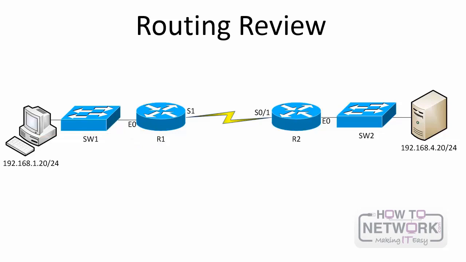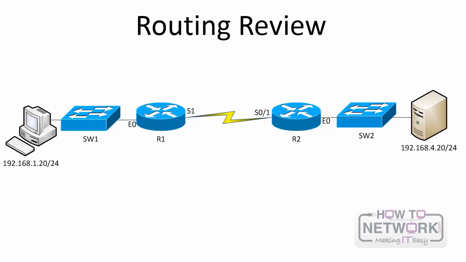Router 1 then receives the frame sent from the personal computer and looks at the IP header, and remember the TTL field, it decrements that field by 1. Now if the TTL field happened to be 0, which it's not, but if it happened to be 0, the router would discard the frame and then send a time exceeded ICMP message back to the PC.